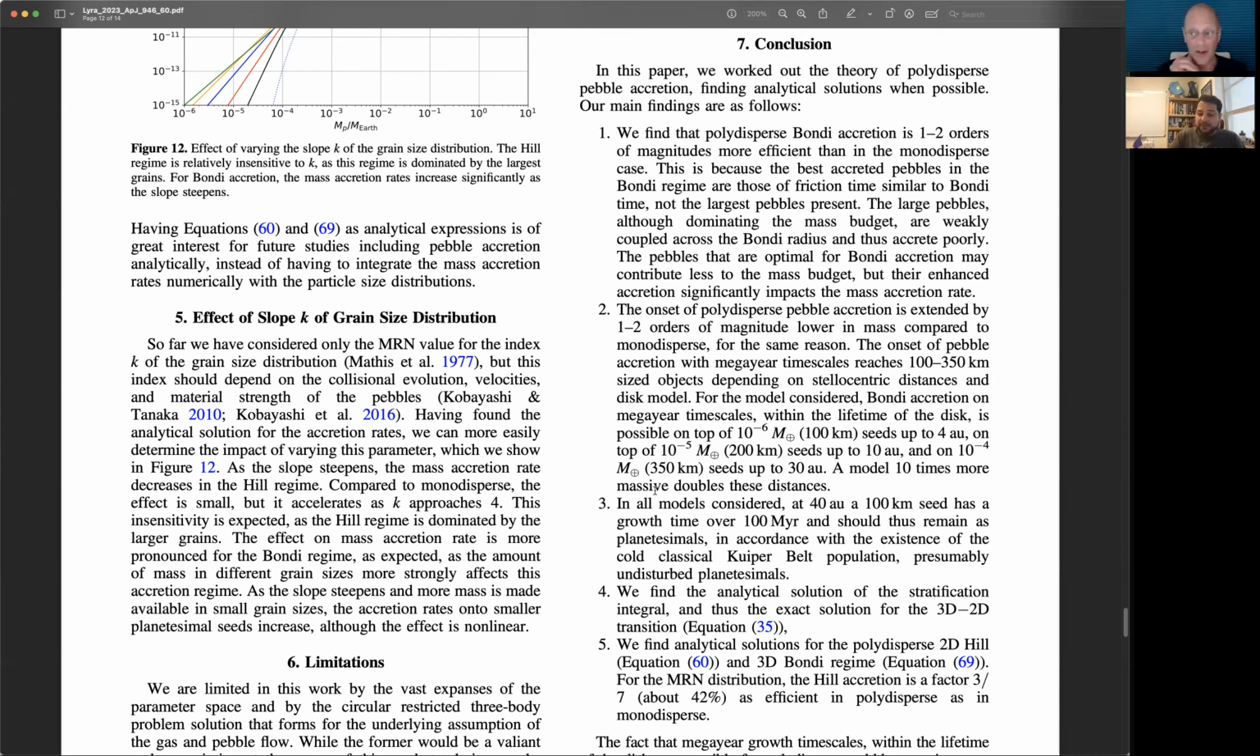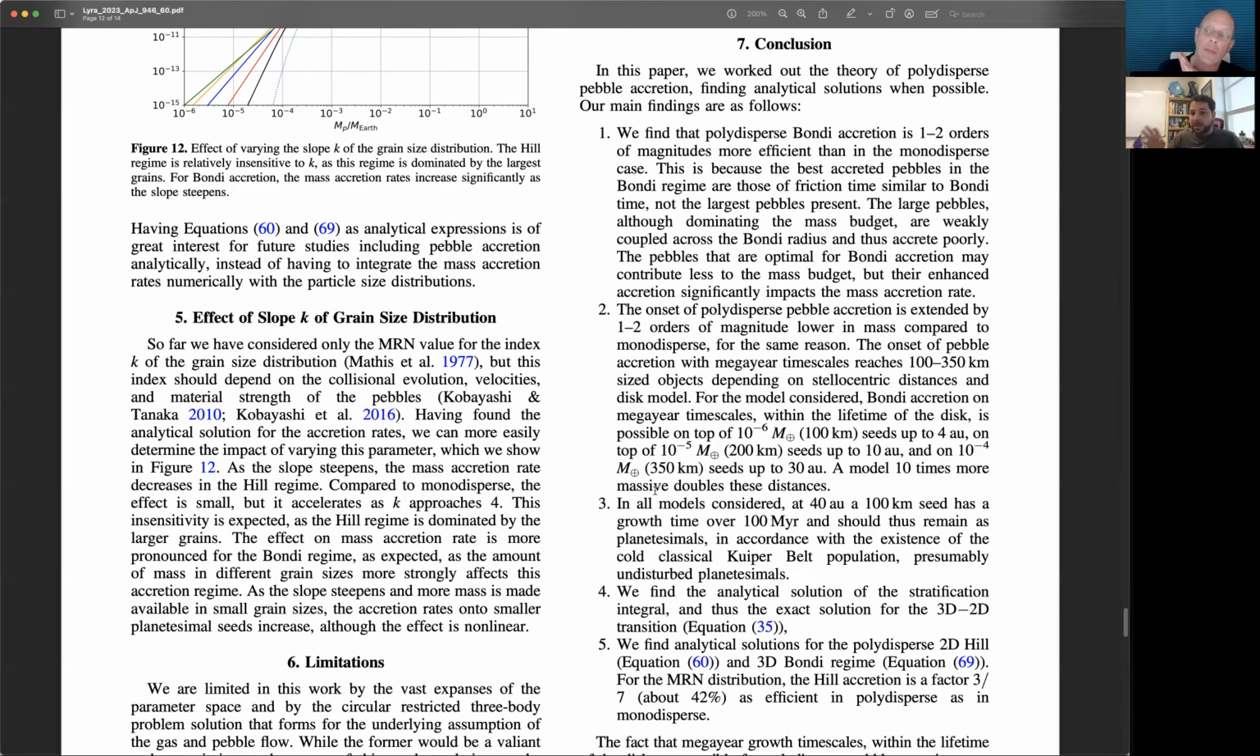So you can have Bondi accretion on top of the planetesimals that are formed by streaming instability, up to about 20, 30 AU. And in all of the models considered, we could avoid this being too efficient. So it doesn't work at 40 AU in the solar nebula. The planetesimals that are formed at that distance remain planetesimals; they do not grow to protoplanets.